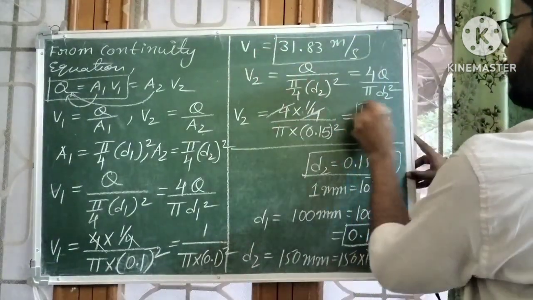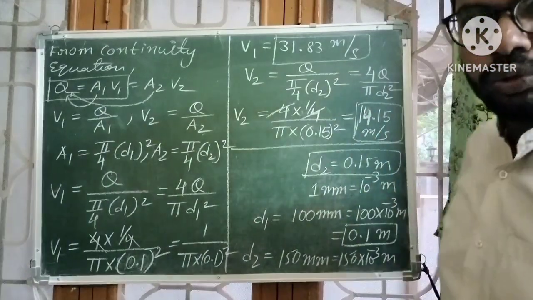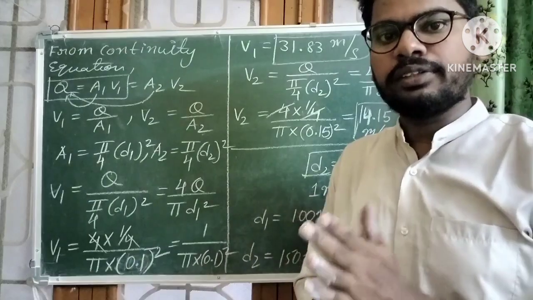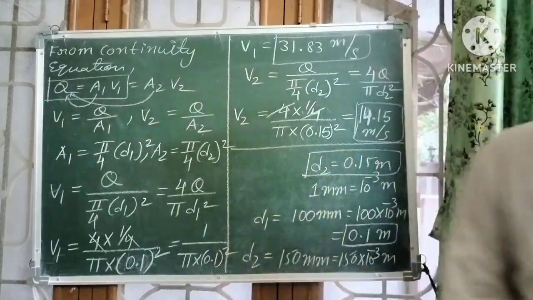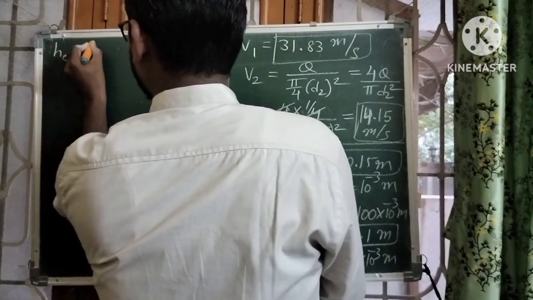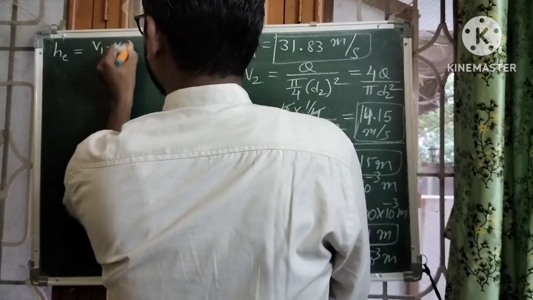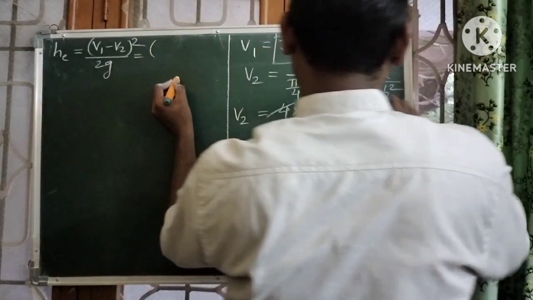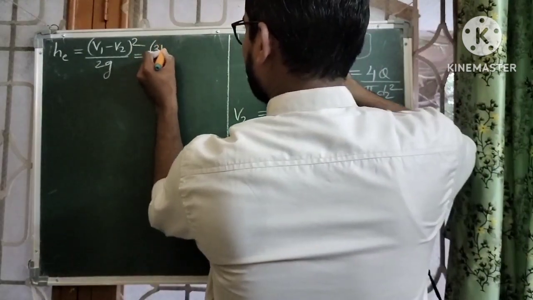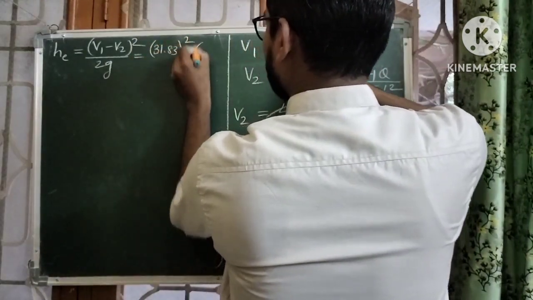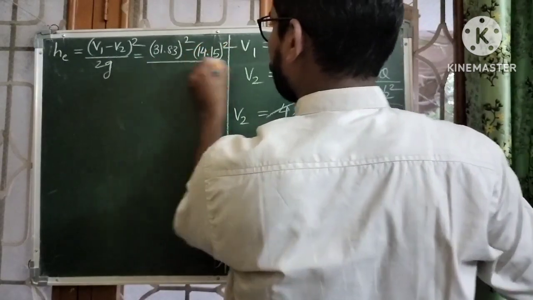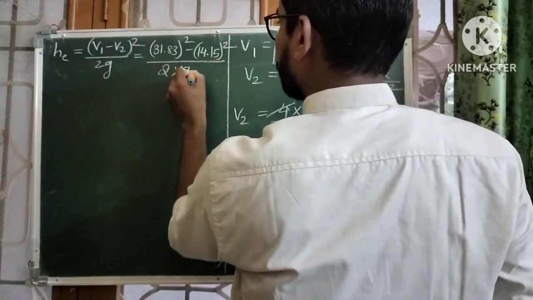Now we have V1 and V2. Now find head loss due to sudden expansion or sudden enlargement. Formula: V1 minus V2 whole square by 2g. Okay, let us calculate. Head loss due to enlargement is equal to V1 minus V2 whole square by 2g. So V1 value, how much? 31.83, minus V2 14.15, whole square by 2g, 2 into 9.81.